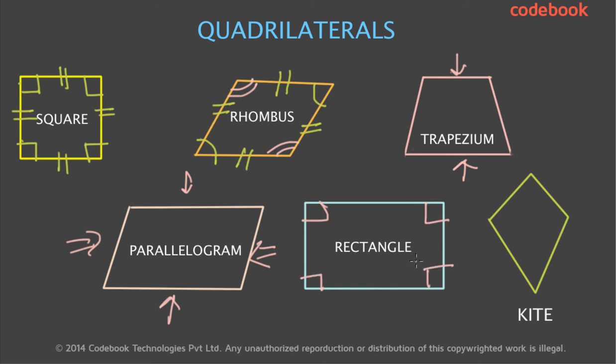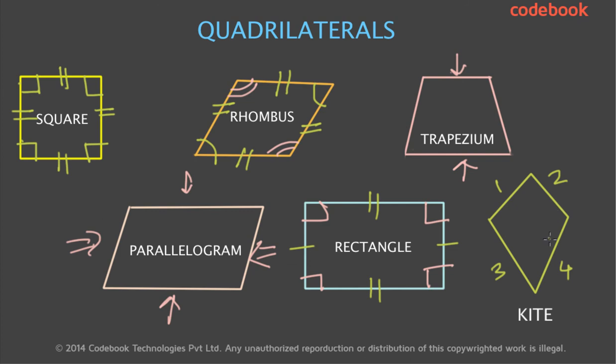The next figure that we will look at is called a rectangle. A rectangle is a parallelogram whose opposite sides are equal and the interior angles are all equal to 90 degrees. So as you see, the opposite sides are equal and parallel and the interior angles are all equal to 90 degrees. So that's a rectangle.